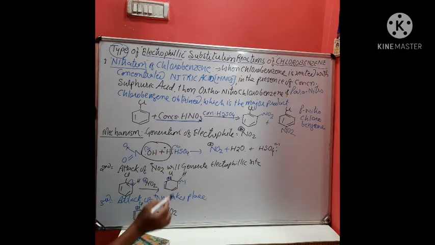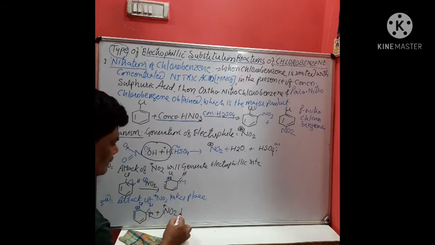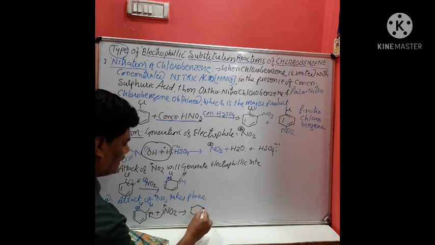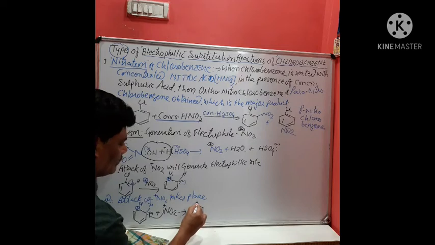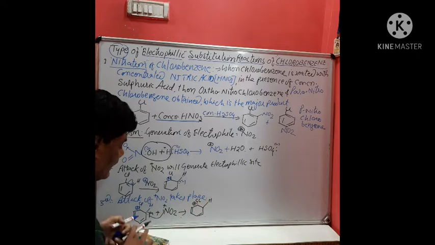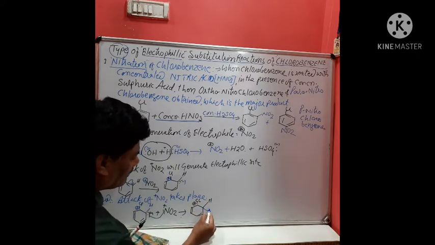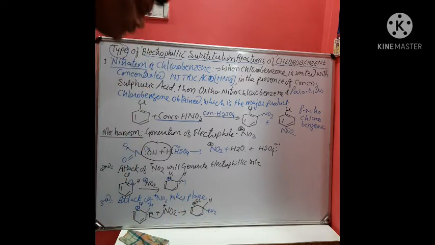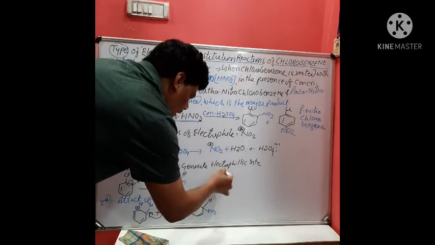So the electrophile will combine here, and thus a new species will develop. In this new species, you can see there is Cl with plus charge. This is hydrogen earlier, and now the attack of the electrophile. And which electrophile? Specify its name. This is NO2. Isn't it? So the third step is completed.